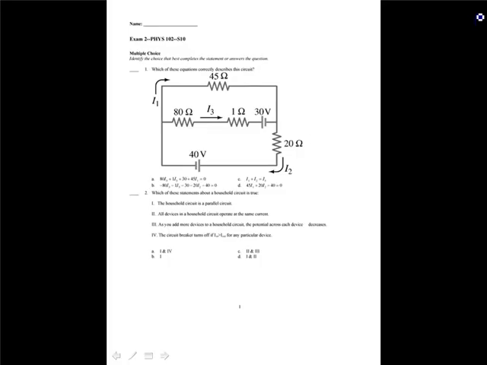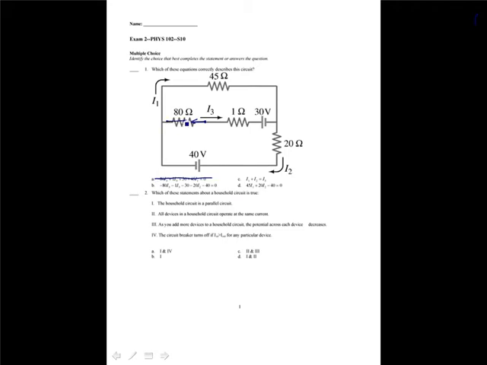Number 1 asks, which of these equations correctly describes this circuit? Well, we'll just start with the first one. It says 80I3. That would be starting here and going against the current. And then the next one is plus 1I3, so that's not the next element, that's the wrong sign, so that's incorrect. The next one is minus 80I3.